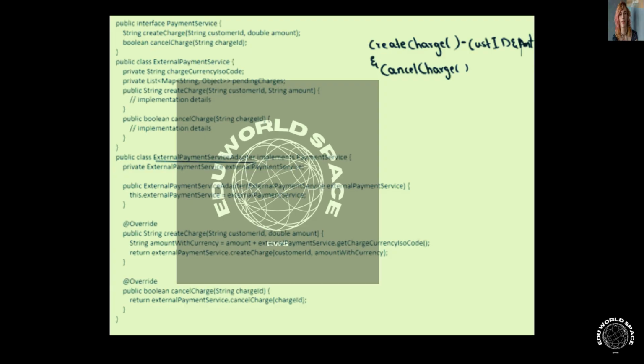So here in cancel charge, the external payment services adapter simply calls the cancel method in the external payment service if the charge ID exists. It just checks whether the charge ID exists or not to verify it.